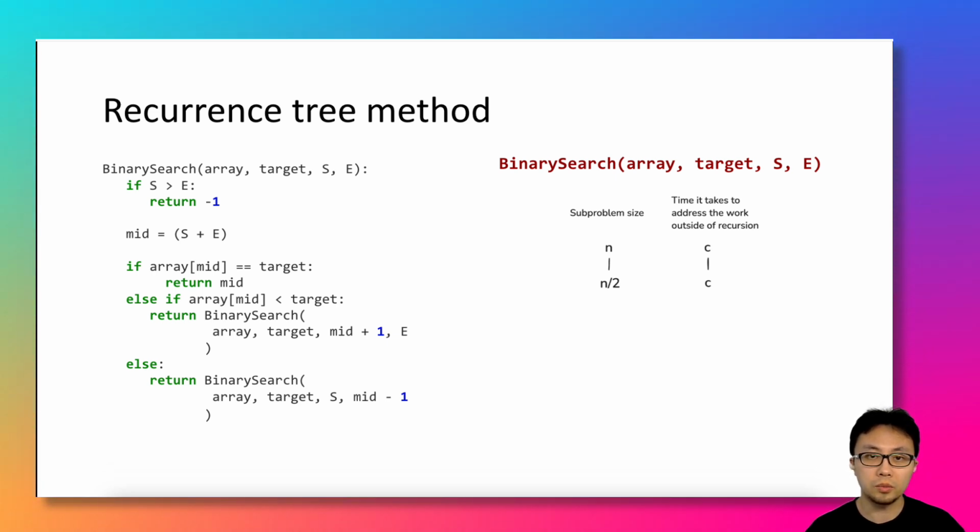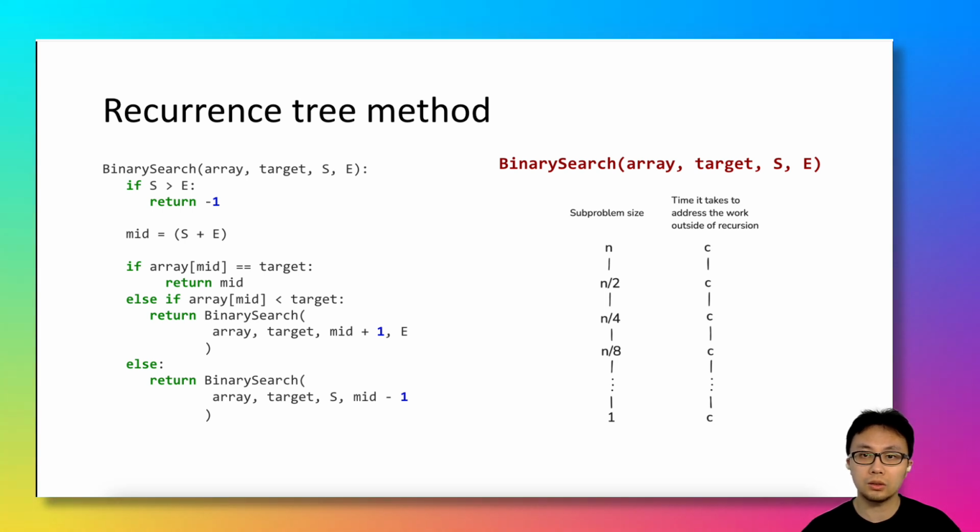This recursion will trigger another recursion on a further halved problem size. Yet, the time it takes to do the work outside of the recursion at the next step remains the same. So we can list them side by side, the problem size as n divided by 4, and the time remains C. This process will continue at each step. It will reduce the problem size by half, like this, until it becomes 1. However, the time it takes to do the work outside of the recursion remains the same as a constant number.